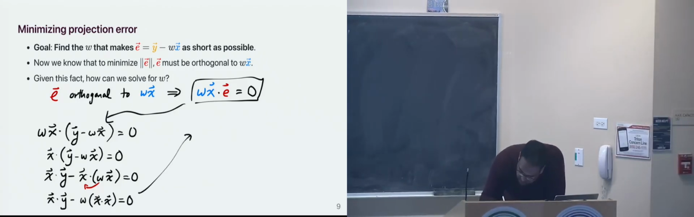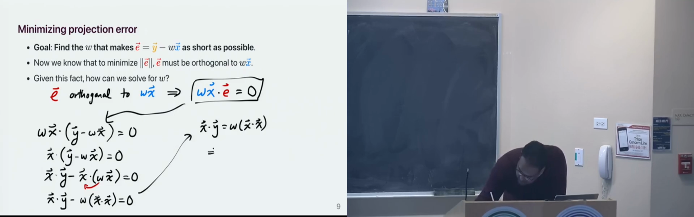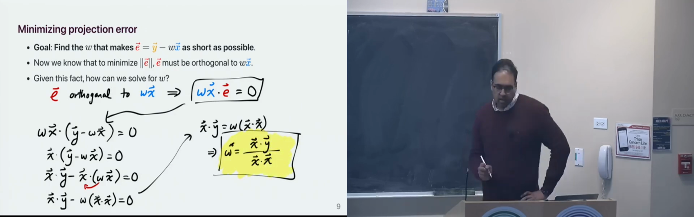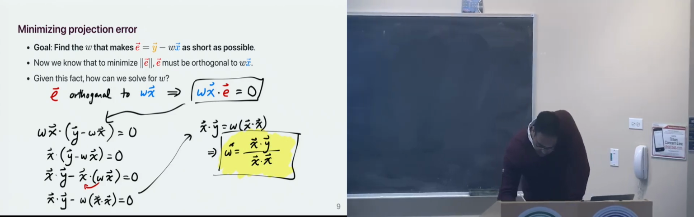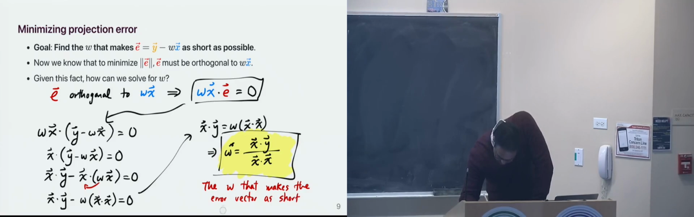Okay? And what I can do is add this term to both sides to get x dot y equals w x dot x. Which means the w that makes the error vector orthogonal to wx is x dot y over x dot x. And since it's the best w, I'll give it a star, kind of like before. And so this is the w that makes the error vector as short as possible.